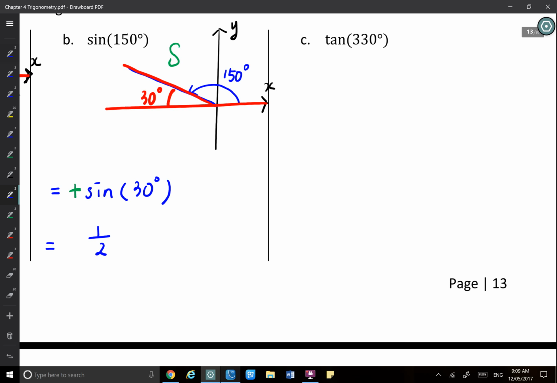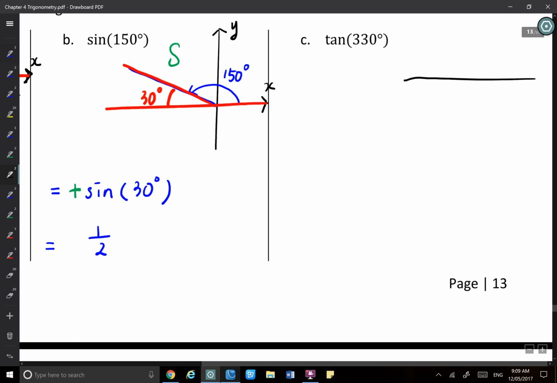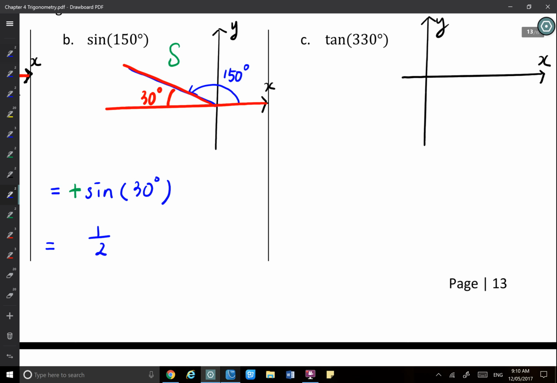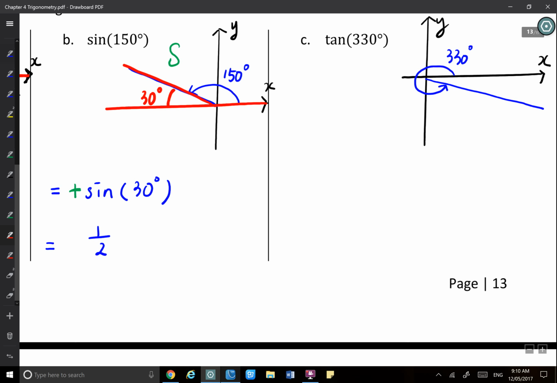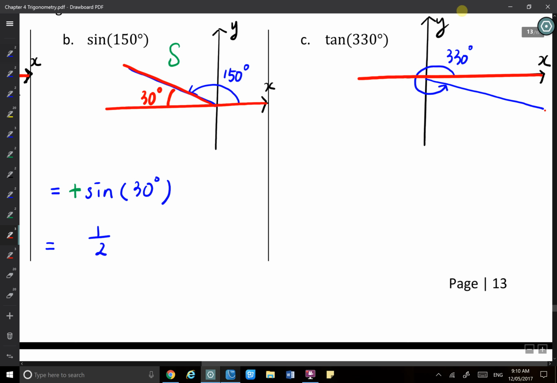Okay, last one. Tangent 330. 330 will be somewhere around here, right? Fourth quadrant. Here will be 330 degrees. The reference angle will be between the horizontal line and the angle line itself. So here will be the reference angle.